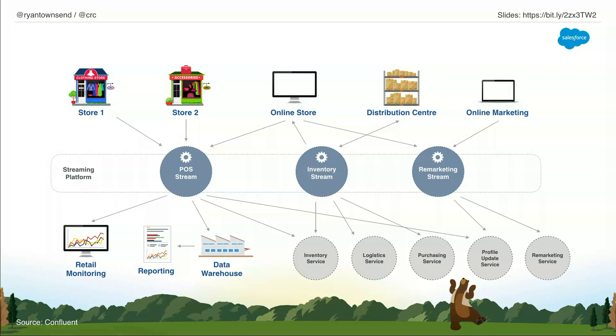So those might be topics within Kafka. And all of these different services are broken out by their function. Like, what is their function in the business? Sending messages or producing messages into the event stream, and also listening for specific types of messages out of those streams.